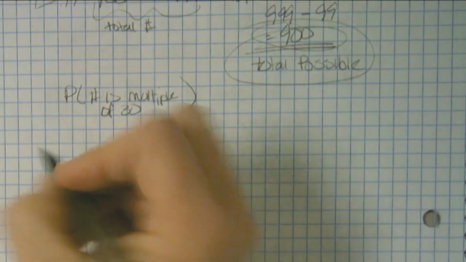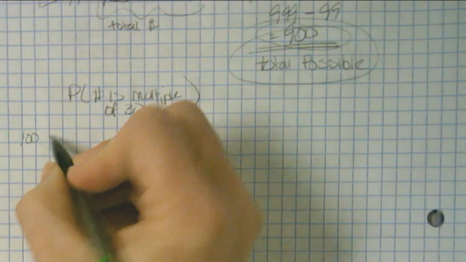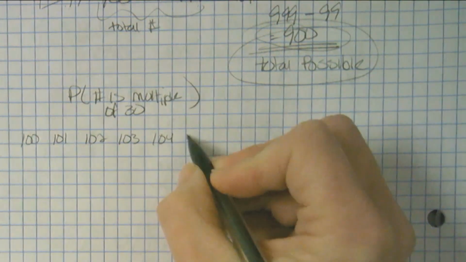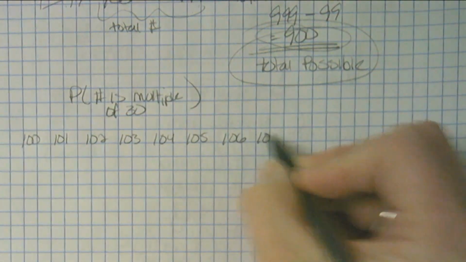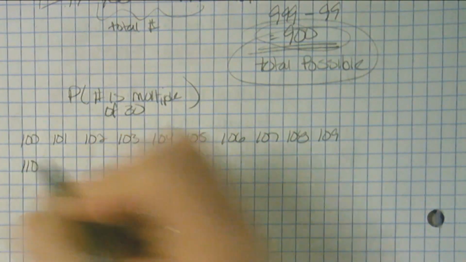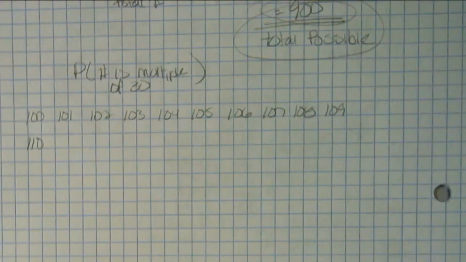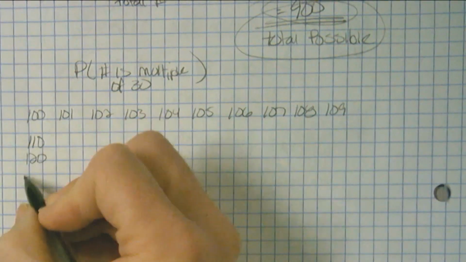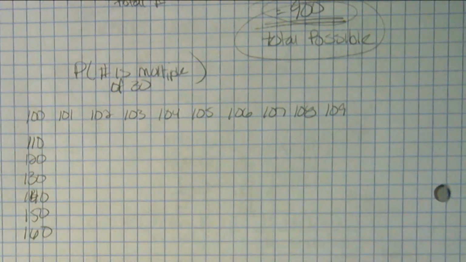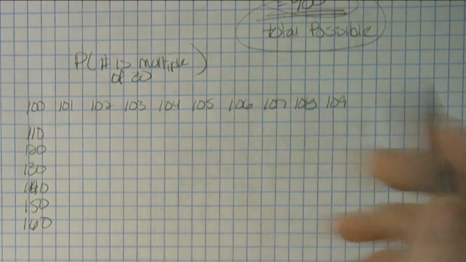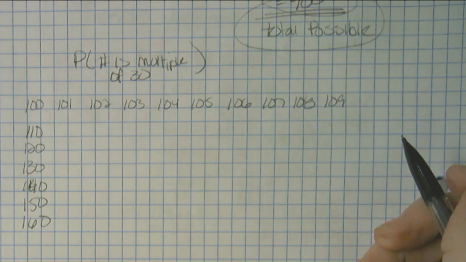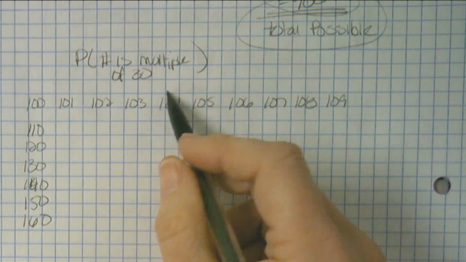You might actually have to list out the numbers. So if I list out these numbers, I have 100, I have 101, 102, 103, 104, 105, 106, 107, 108, 109, and I'm just going to start with 110 down here. All right, so I have 110, 120, 130, 140, 150, 160. I could list all these out and figure out which one of them are divisible by 30. We want to know which ones of them are multiples of 30.